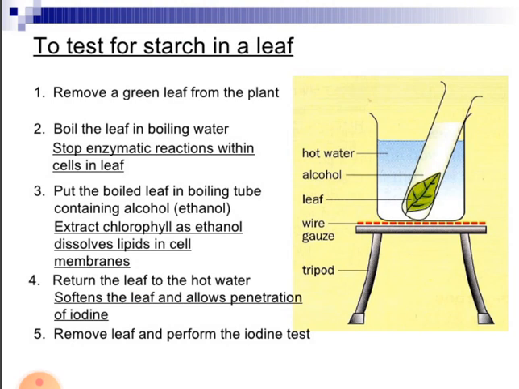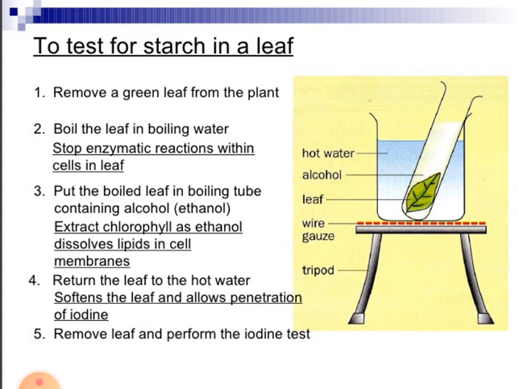Now, to test for starch in a leaf, 1, remove a green leaf from the plant. 2, boil the leaf in boiling water to stop enzymatic reactions within cells in the leaf. Because sometimes in examination you are asked, why is the leaf boiled in water? When you remove the leaf from the plant to test for starch, the first thing to do is boil the leaf in boiling water. And you do that to stop enzymatic reactions within cells that are in the leaf.